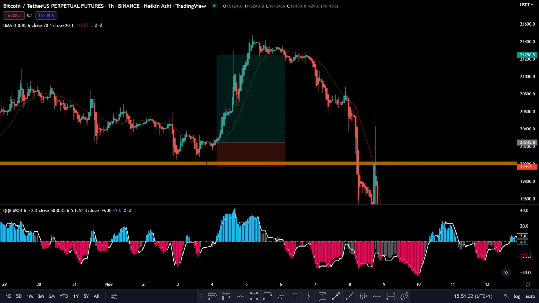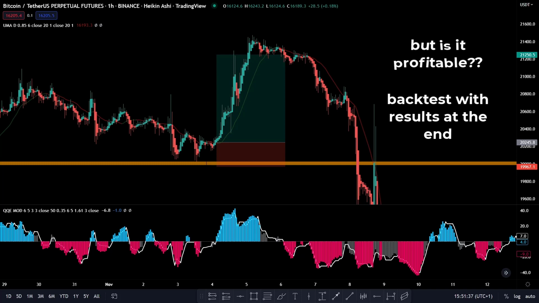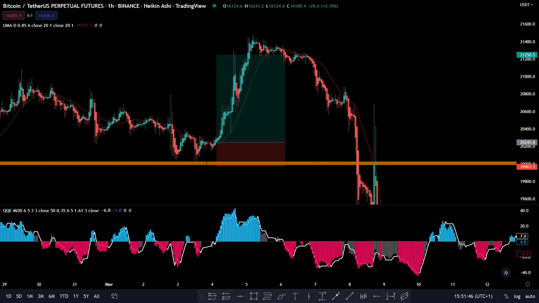You may be asking yourself if this strategy is profitable over a long period of time. We will see in a moment if and why this strategy really works by doing some live back testing over a longer period of time after we have watched a short example.